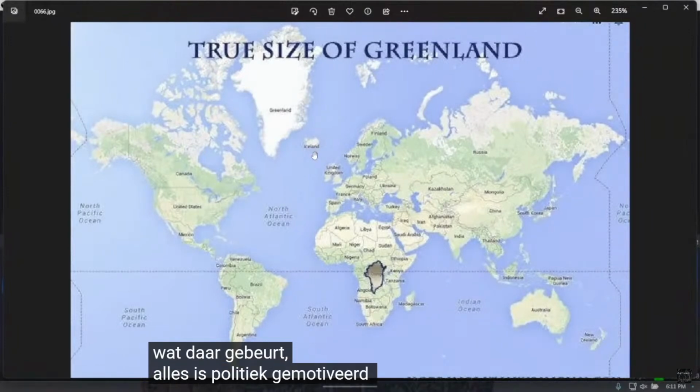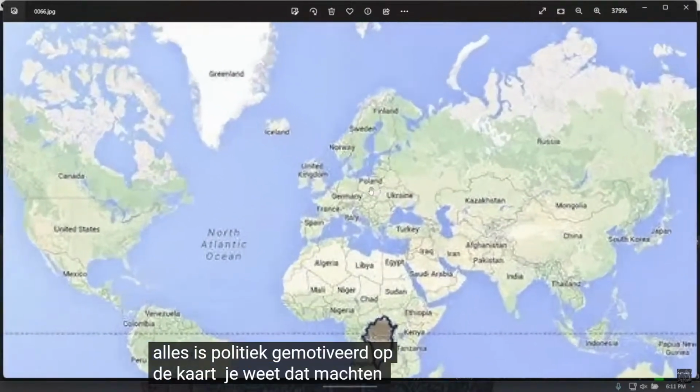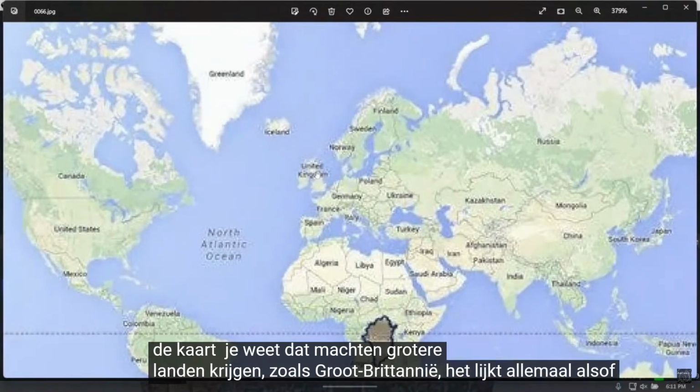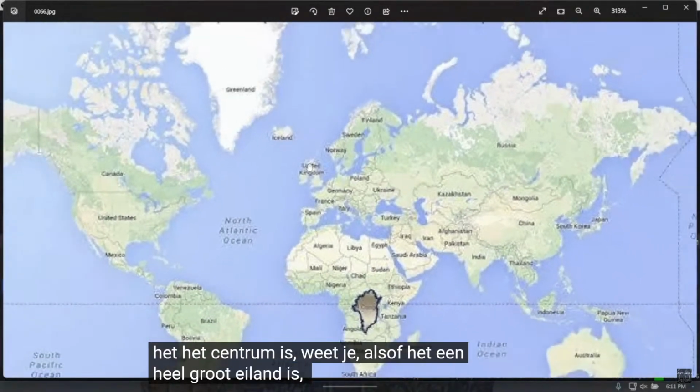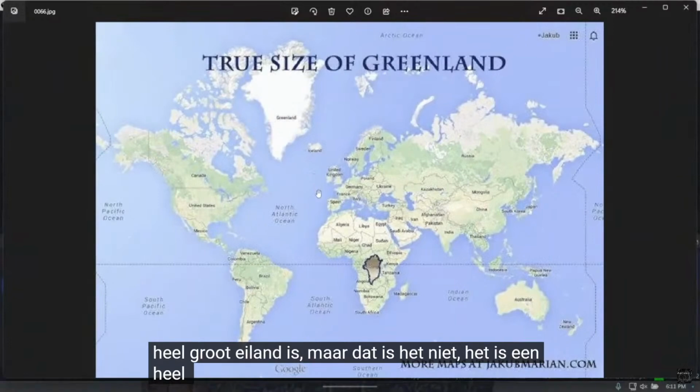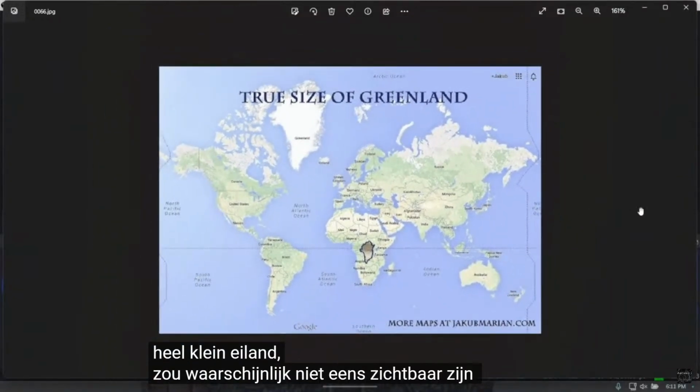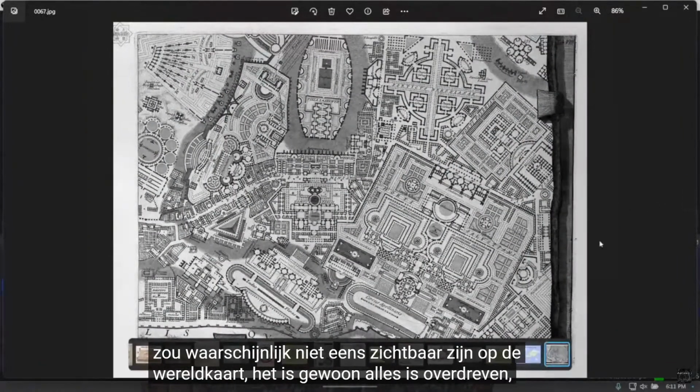Everything is politically motivated on the map. Powers get bigger countries. Britain looks like it's the center, like it's a really big island, but it's not. It's a really, really small island. Probably wouldn't even be visible on the world map. Everything is exaggerated.